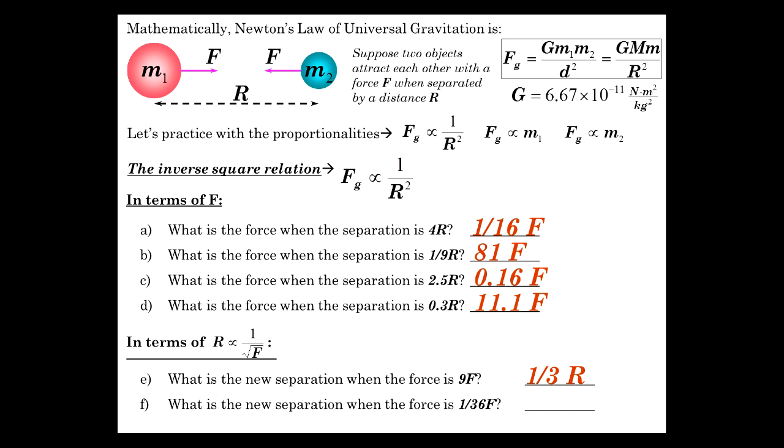What's the new separation if the force is now 1 over 36 times the original F? So the force has gotten much less, so you have to separate it out. The square root of 1 over 36 is 1/6, so it becomes 6 times as much. Isn't that fun? You want to do a few more? Well, good. Let's do one more slide of a few other proportionalities.